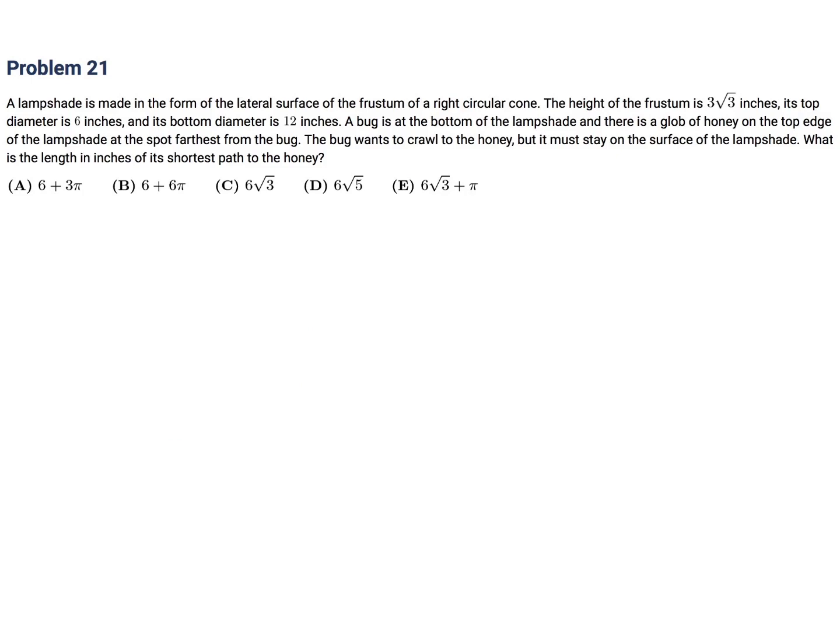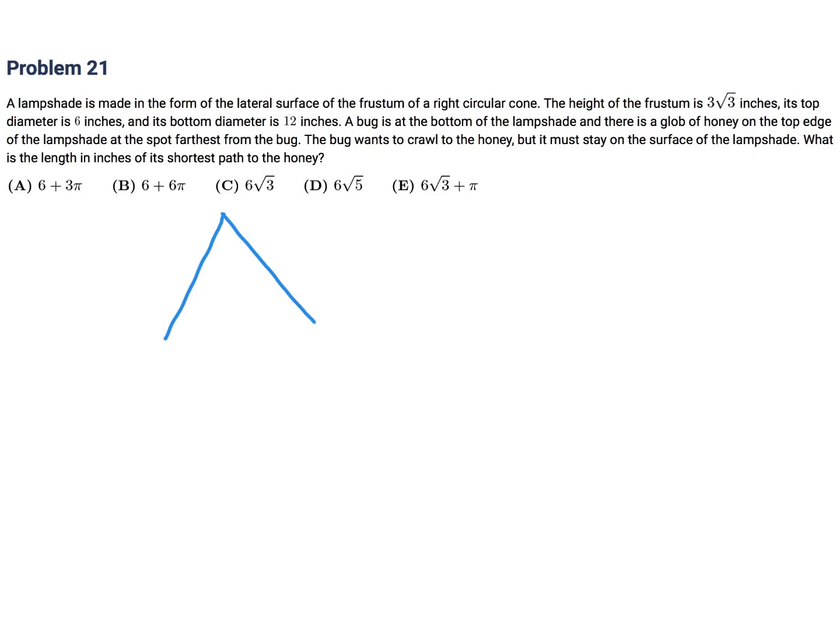A lampshade is made in the form of a lateral surface of the frustum of a right circular cone. The height of the frustum is 3√3 inches, its top diameter is 6, and bottom is 12. A bug is at the bottom of the lampshade, and there's a glob of honey on the top edge of the lampshade at the spot farthest from the bug. The bug wants to crawl to the honey, but it must stay on the surface of the lampshade. What is the length in inches of the shortest path to the honey?